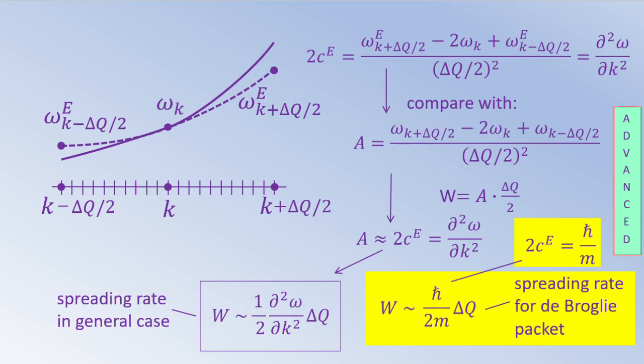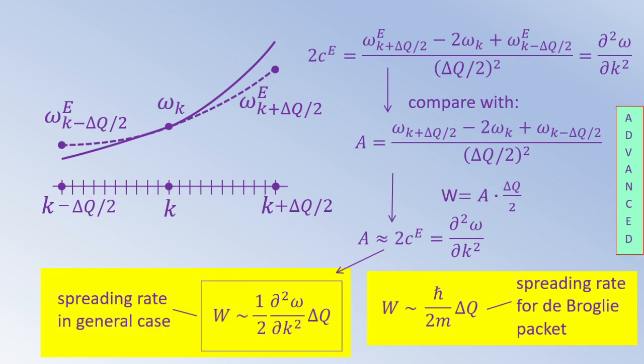For the packet of de Broglie waves, we have w is about h bar over 2m multiplied by delta q. Here we must especially emphasize that for a packet of de Broglie waves we have already obtained the same result at the very beginning of the story in a much simpler way without using any derivatives at all. The reason why we also explained the more complex method based on the use of derivatives, or more generally on the expansion in the so-called Taylor series, is that this method is traditionally used in textbooks since it works not only in quantum mechanics but also in other areas of physics.